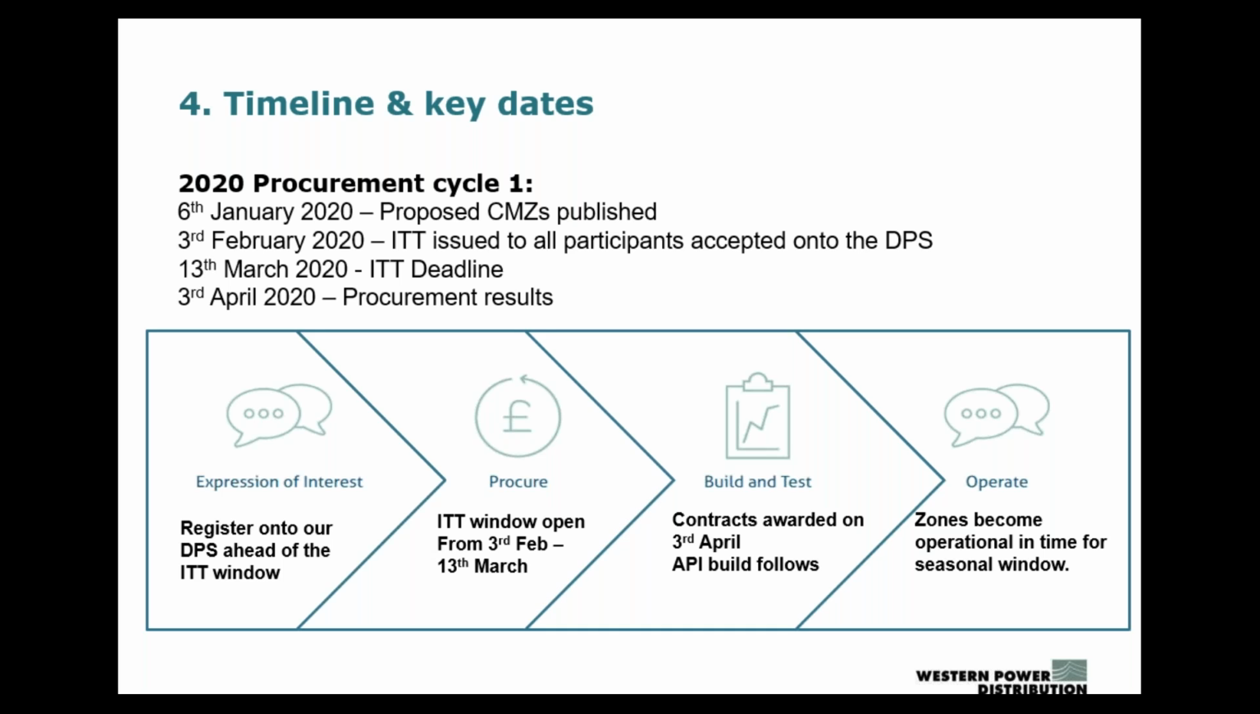We'll publish results from this procurement round on the 3rd of April. All of our procurement results from previous rounds are available on our Flexible Power website on the Tools and Documents page, so you can see what contracts we've awarded in previous rounds through 2018 and 2019.